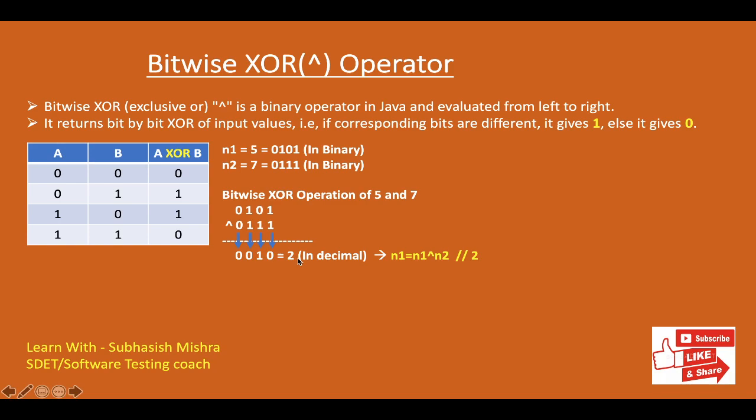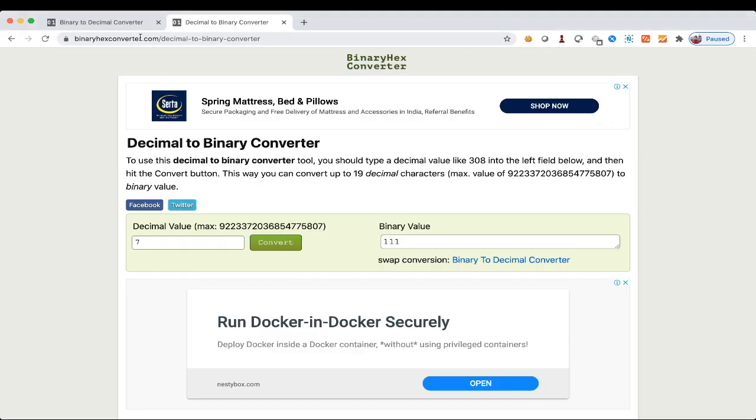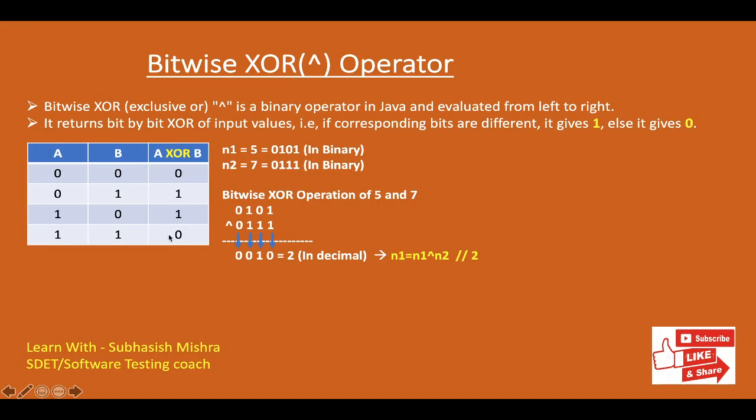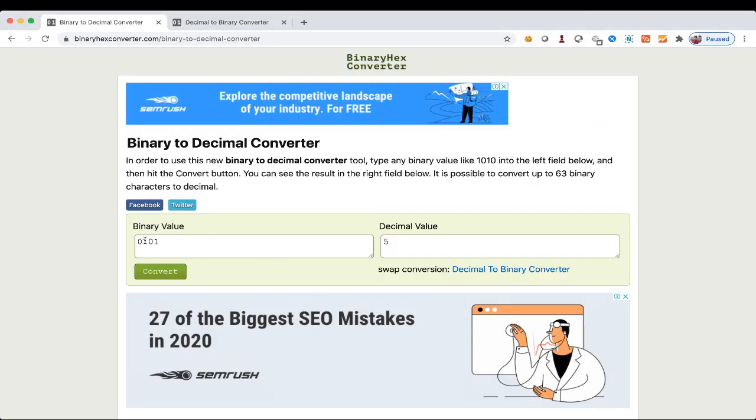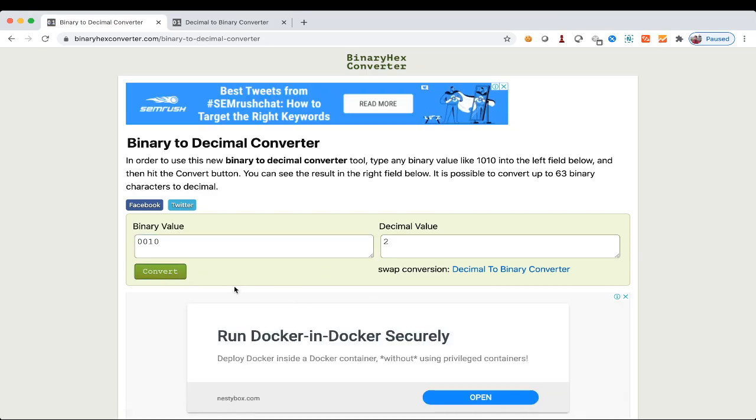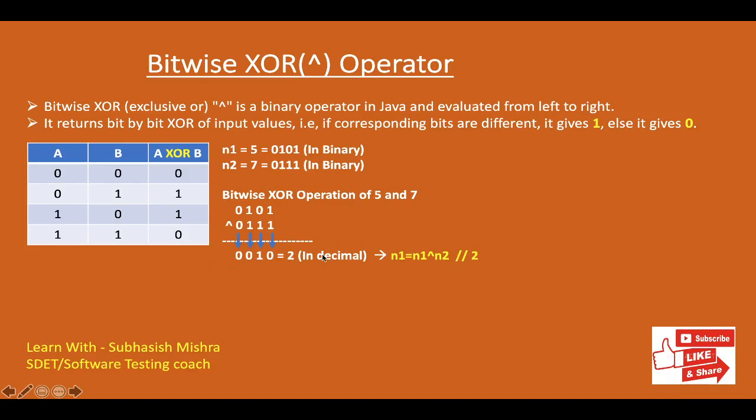You can also do this on a website, where you can put the value 0010 and convert it. When you convert, you will get 2. Again, I have a tutorial where you can learn how to do it manually. So now you understood how we got 2. So N1 equal to N1 XOR N2, which value is 2.